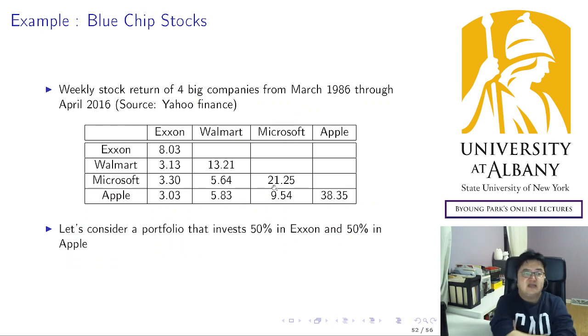Let's apply that same thing to real data again. Weekly stocks from 4 companies from 86 through 16.